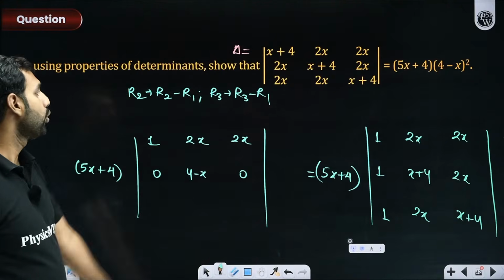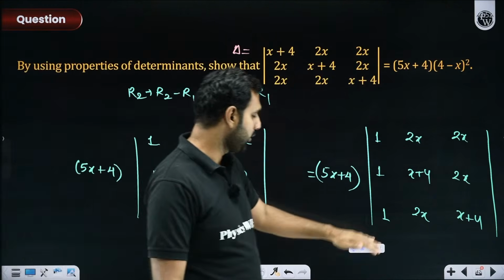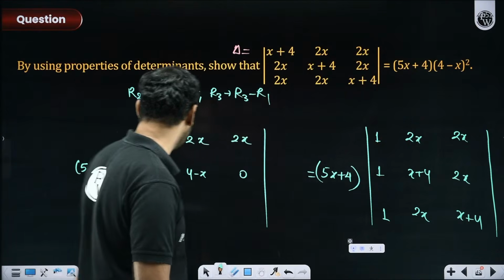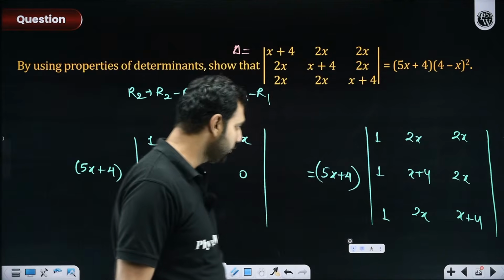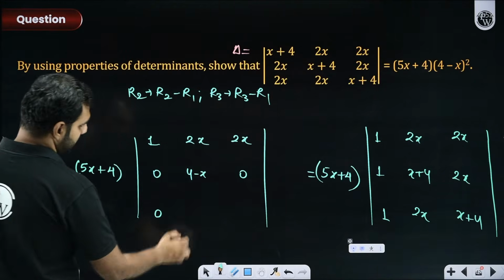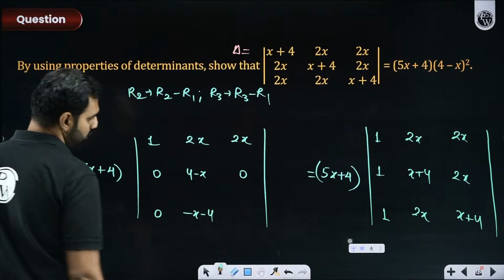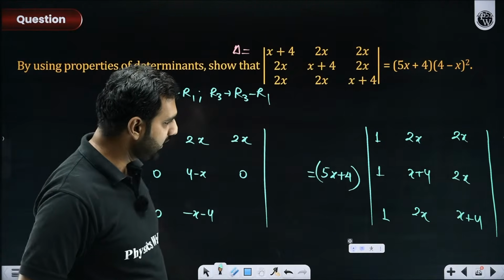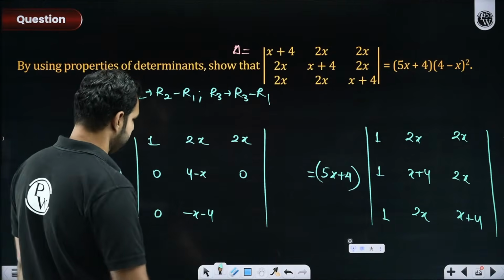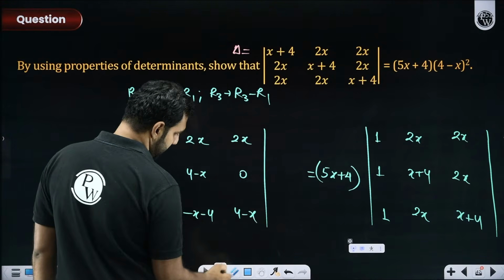Then in row 3, I am subtracting row 1. So from row 3, if I subtract row 1, 1 minus 1, that is again a 0 here. Then 2x minus x minus 4 is clearly minus x minus 4. So I'll write it as minus x minus 4. Are you getting it? Then x plus 4 minus 2x is, I think, again 4 minus x. That again gives you a 4 minus x here.